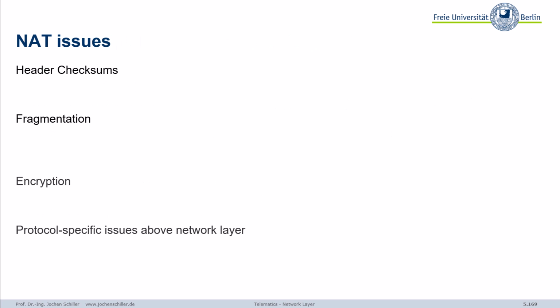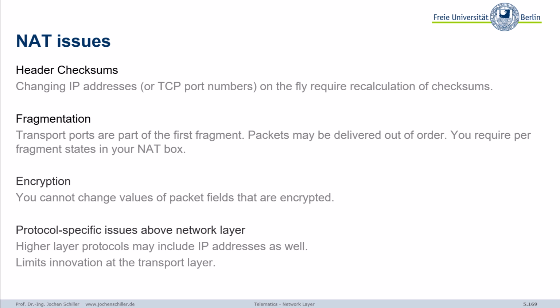So there are many issues. If you think of checksums, you cannot simply change IP addresses without changing the checksum. Then there's also a problem with fragmentation, encryption, and some other issues. You have to recalculate checksums because you cannot simply change port numbers, because the strange thing is that the port numbers also go into the checksumming. So if you change something, you have to change the checksum. Also fragmentation: if you deliver things out of order, you need additional state for the fragments in the NAT box. You see, it's getting a bit more complicated.